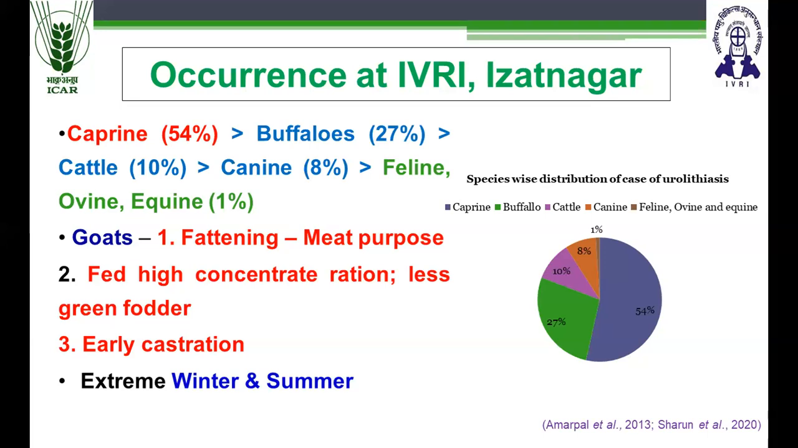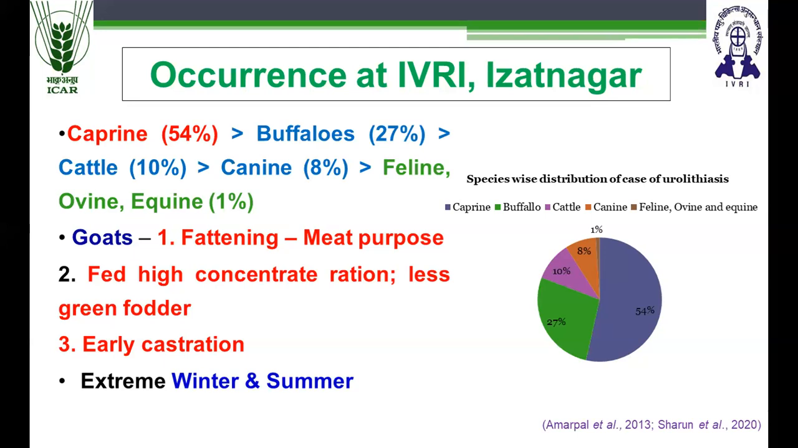And the main reason for obstructive urolithiasis noticed is fattening. Mainly, they are grown for fattening purposes. So they will be fed high concentrate, and especially here farmers are giving wheat bran, which is high in phosphorus. And there is also a shortage of availability of green fodder.